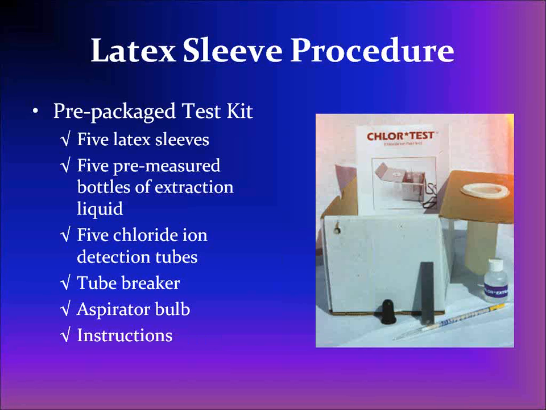The Chlor Test kit employs the latex sleeve procedure to extract samples from the surface. The prepackaged kit contains the necessary equipment to extract samples from the surface, then analyze those samples for chloride contamination. Each kit contains 5 test packets. Each packet includes a latex sleeve, an extract solution bottle, and a chloride ion detection tube. A metal tube breaker, aspirator bulb, and instructions are also provided. The latex sleeve can be used in any position, conforms to rounded surfaces, and the solution is not subject to evaporation from hot surfaces.